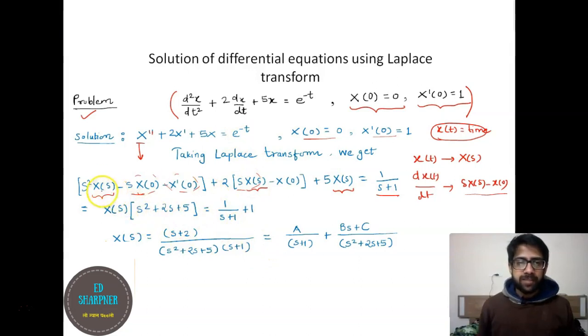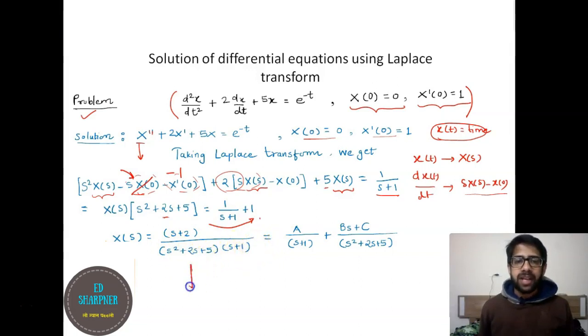While we solve this, if you just simplify this particular function, x of 0 is 0, so this cancels out. X dash of 0 is 1, so this term becomes minus 1. And if we take x of s common, we will get s square plus twice of s, this is twice of s that is taken here, and then 5. And this minus 1 is shifted towards the right to get plus 1. If you simplify further, you get x of s is equal to s plus 2 divided by s square plus 2s plus 5 into s plus 1.